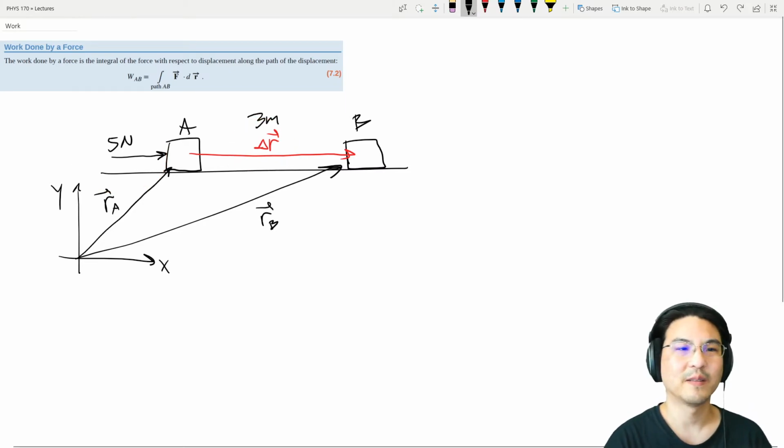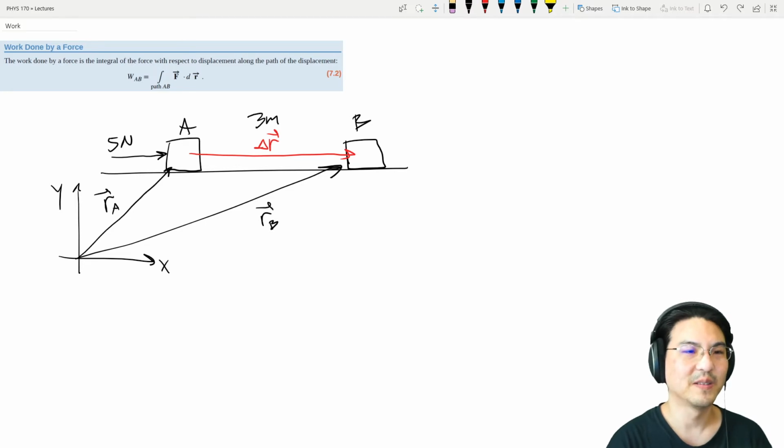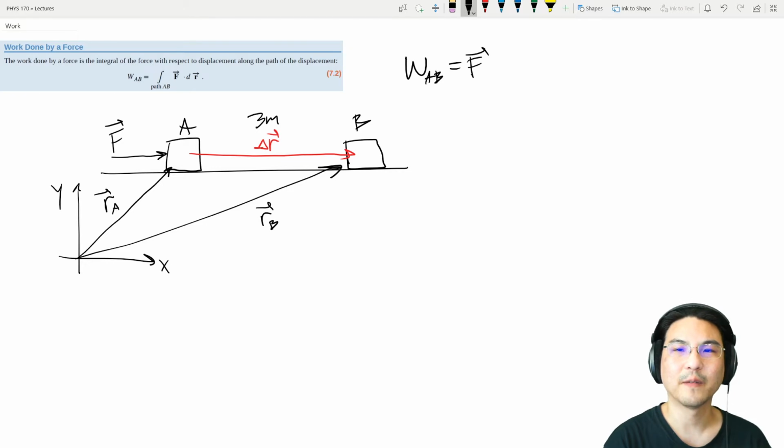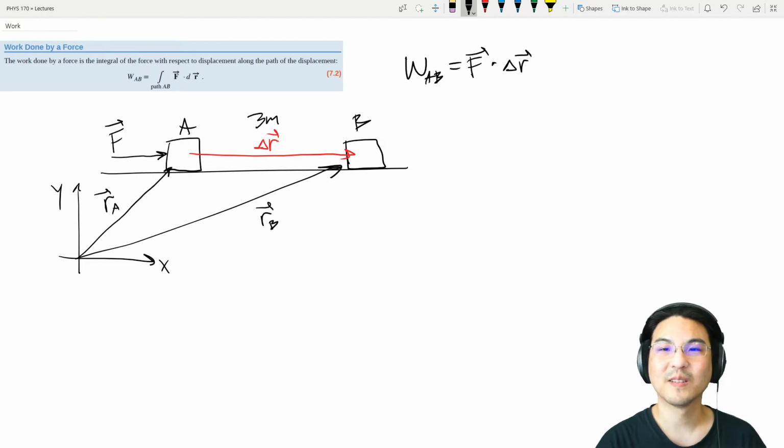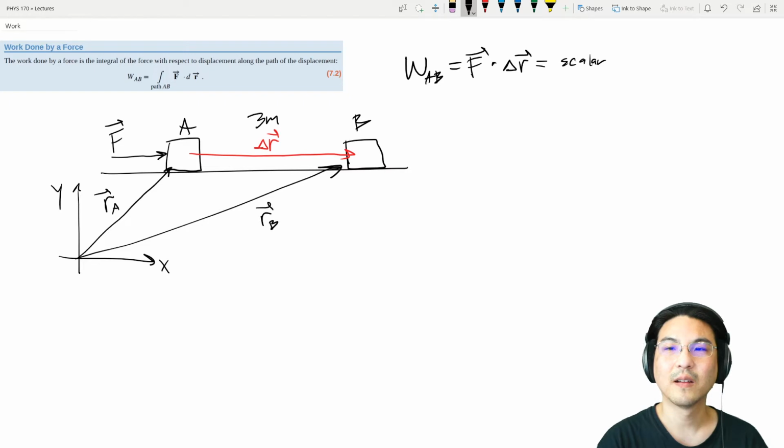So if I write this force, I'll call this force F. So the work from A to B is F dot the displacement. And then when you take a dot product, you get a scalar, right? This is a scalar. And the unit is joule. Okay, so that's work.